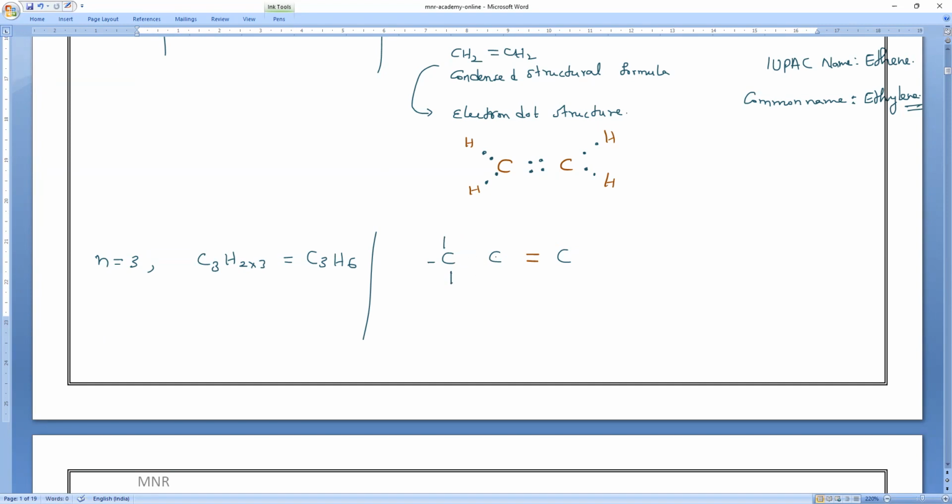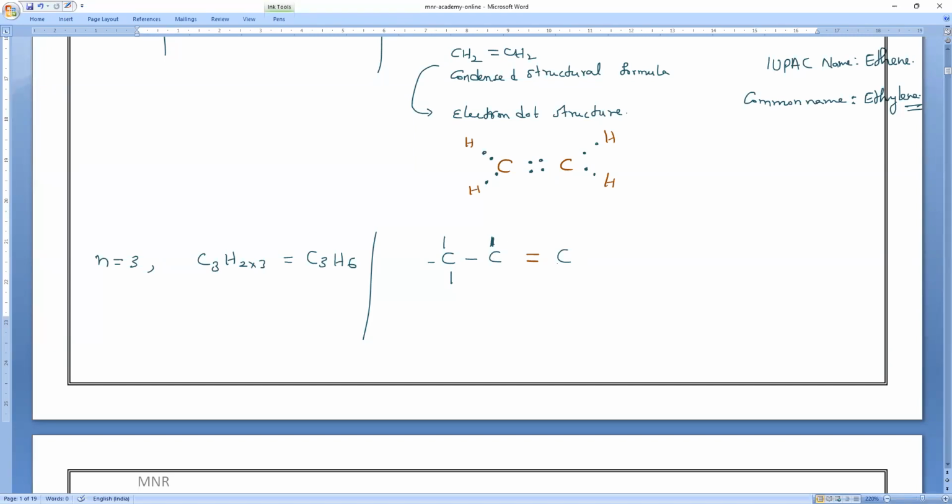Three hydrogens. Second carbon, already two bonds are there, then here one bond. Then how many hydrogens? 2 hydrogens. Wonderful. One and two are already over, three over. Then how many, guys? One. And this one you can place above or below.